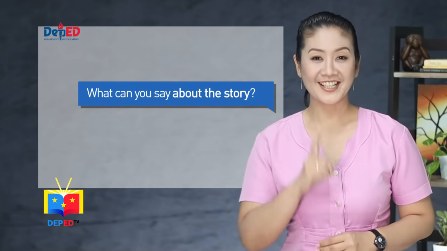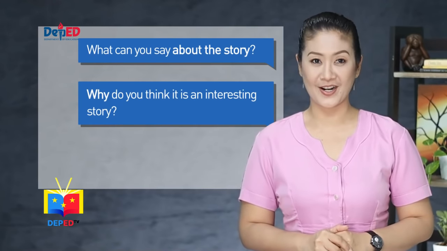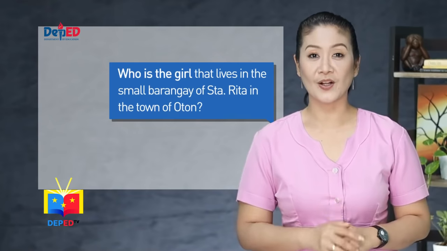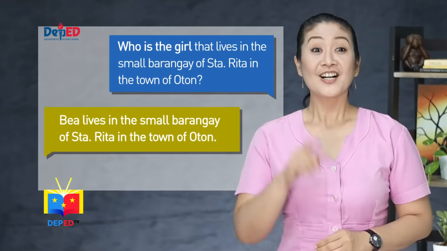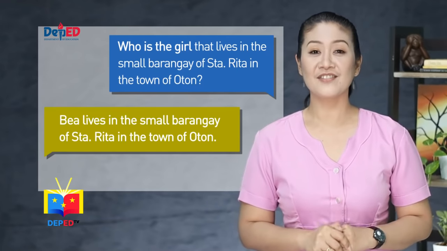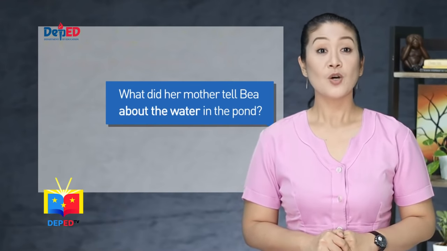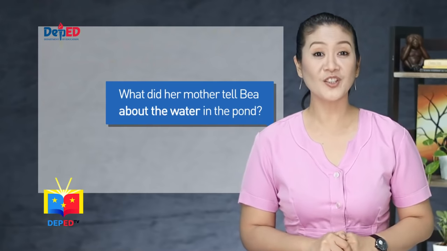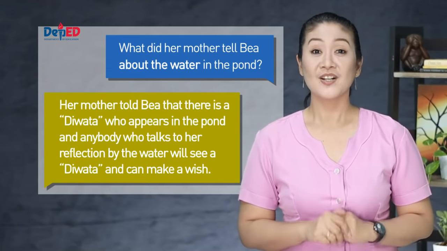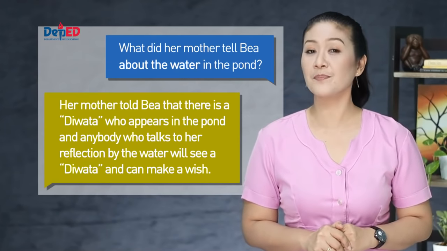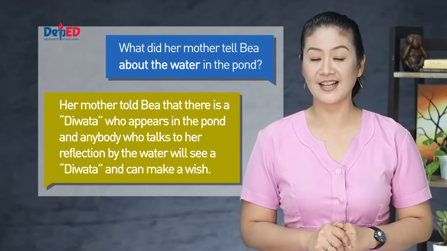Kids, what can you say about the story? Why do you think it's an interesting story? Who is the girl that lives in the small barangay of Santa Rita in the town of Oton? Correct! Bea lives in the small barangay of Santa Rita in the town of Oton. What did her mother tell Bea about the water in the pond? Correct! Her mother told Bea that there is a diwata who appears in the pond and anybody who talks to her reflection by the water will see a diwata and can make a wish.